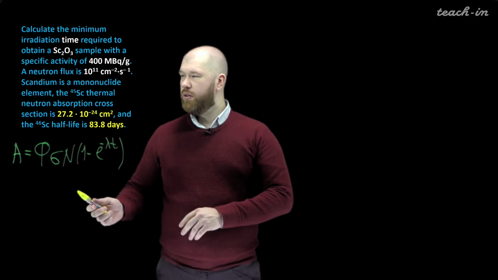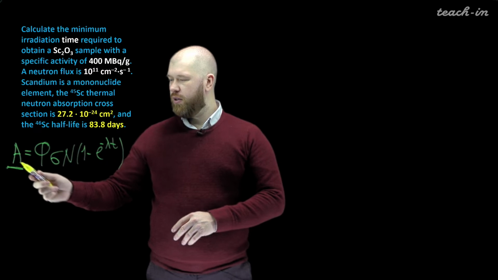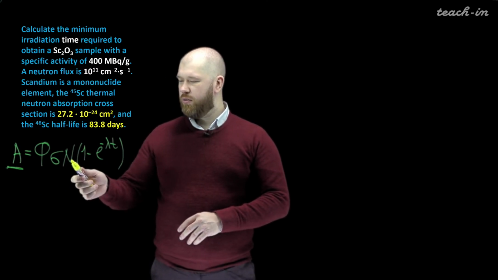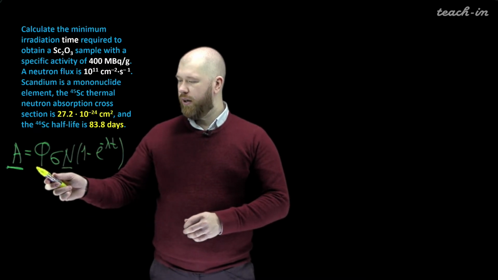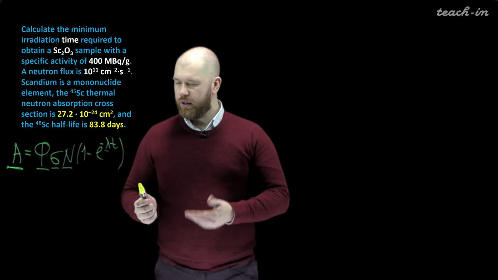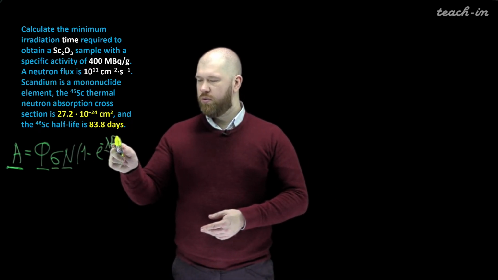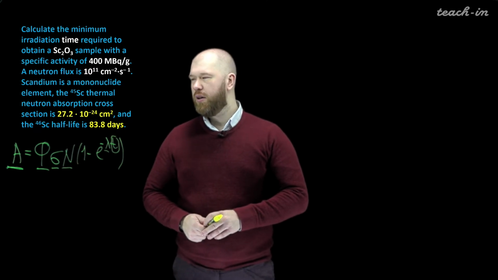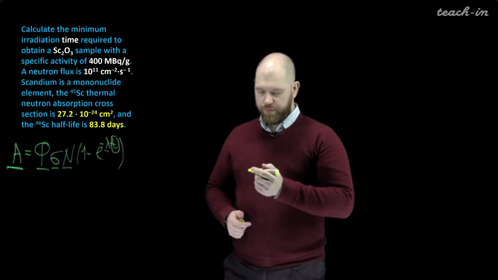What parameters do we know? We know the specific activity, and we can calculate it when we divide it by the number of atoms that are irradiated. We know the flux, we know the cross-section, we know the half-life, so we can calculate the decay constant, and we should determine the time. So we know all the parameters that are required to solve this task.